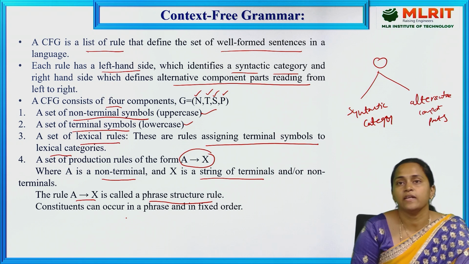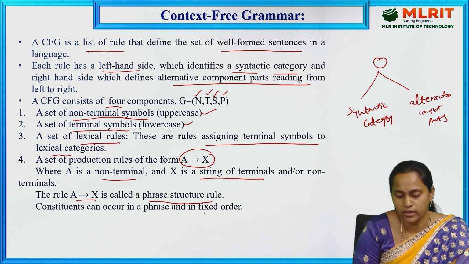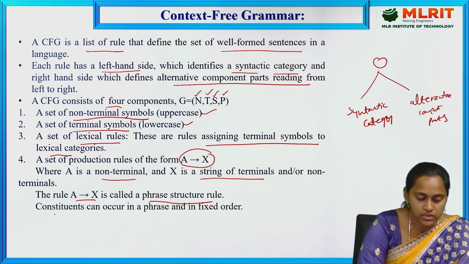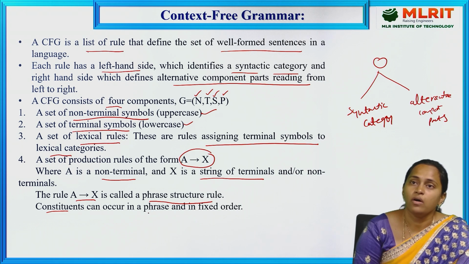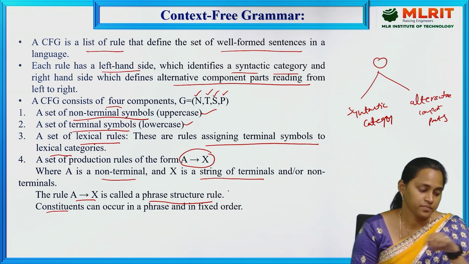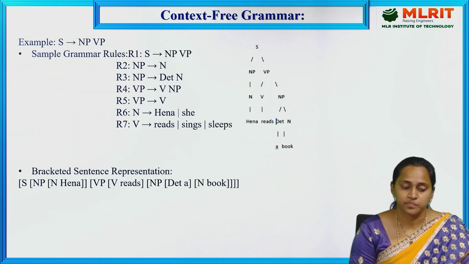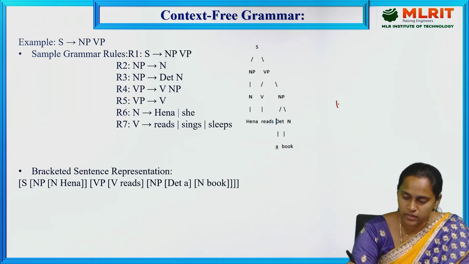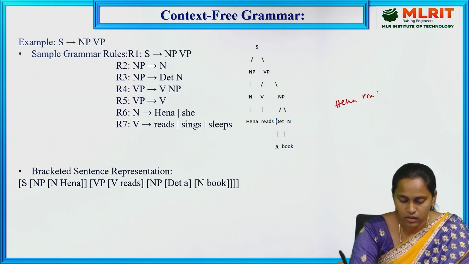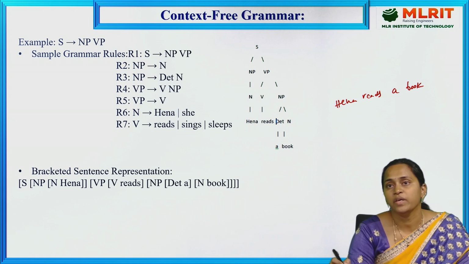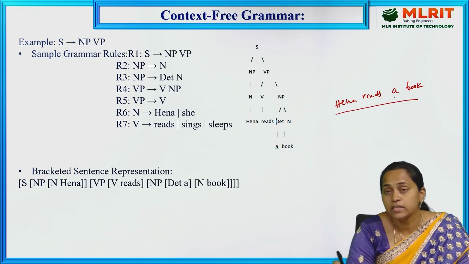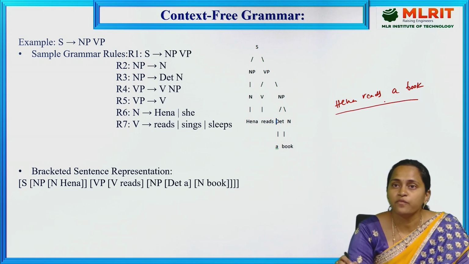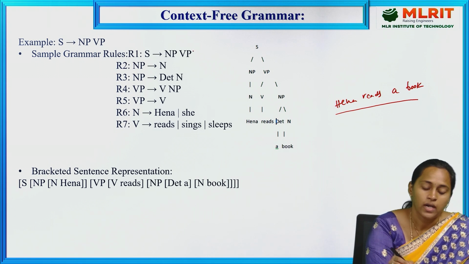So, constituents can occur in a phrase or sentence, or in a particular fixed order. Coming to the next one, let's see an example. Here the sentence is, Hina reads a book. We are deriving this in a structured form by following the rules. So, let's see the rules.